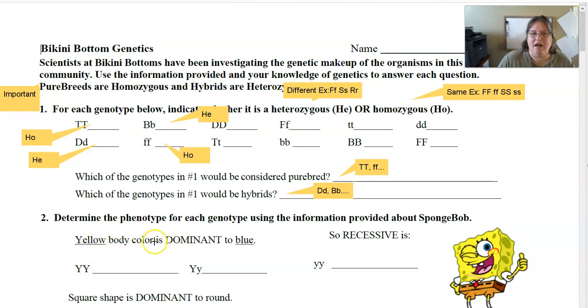Well, if the yellow color is dominant, then this one would be yellow body, right? Because yellow's dominant and it has a capital letter. And what about this one? Well, we at least have one capital letter, so then this one would be yellow body.